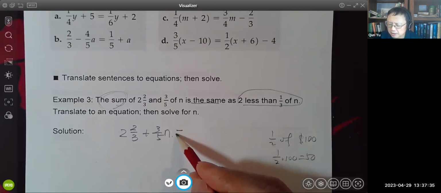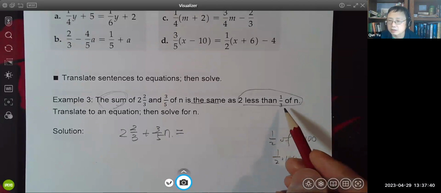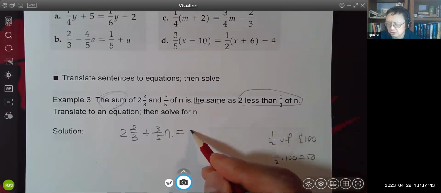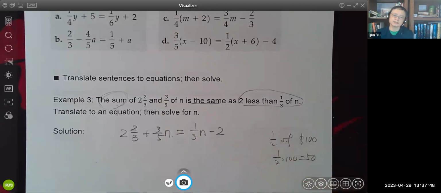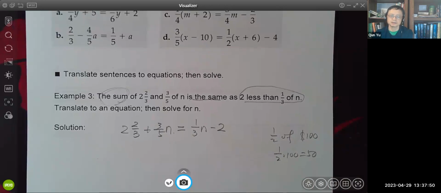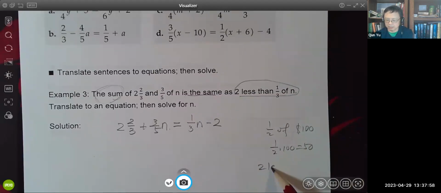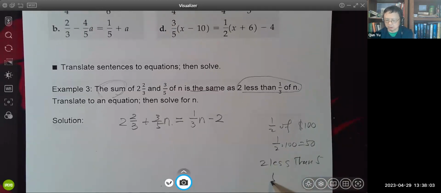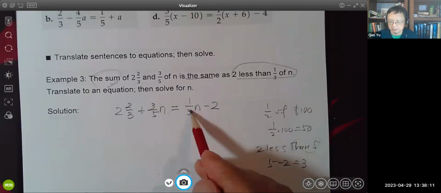So the other side is the same. 2 less than 1/3 of n. So you have to have 1/3 of n, then take 2 away from it to get 2 less than that. Right? For example, what is 2 less than 5? You say 3, right? How do you get 3? You have this number first, then take 2 away from it. That's how you get the number. Same thing is here, right?